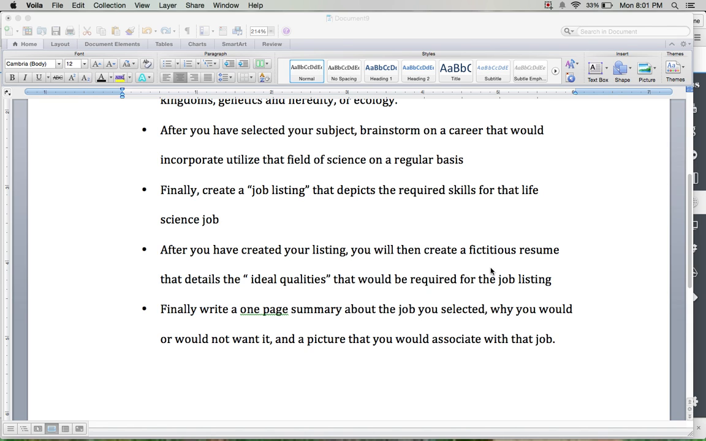And then after you've done the job listing and the resume, you're going to write a one-page summary about the job you selected, why you would or wouldn't want that job, and a picture that you associate with that job.